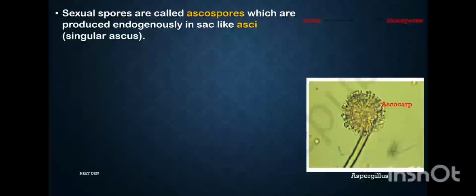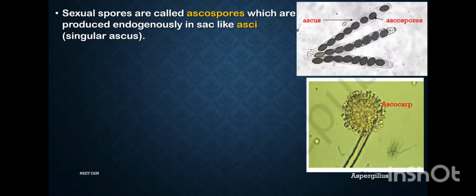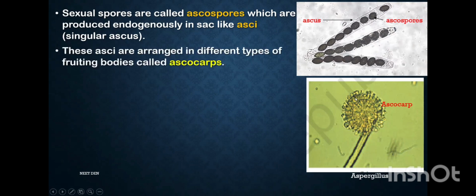Now, we saw about asexual spores and asexual reproduction. If these Ascomycetes undergo sexual reproduction, then they reproduce with the help of sexual spores, which are called ascospores. So these are the ascospores which are produced in sac-like asci, and these asci are arranged in a fruiting body which is called ascocarps.